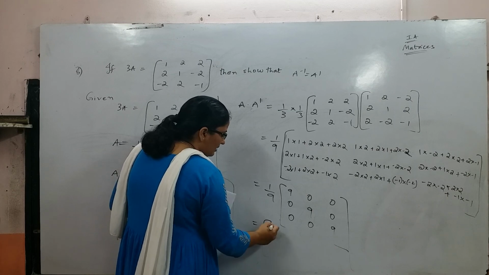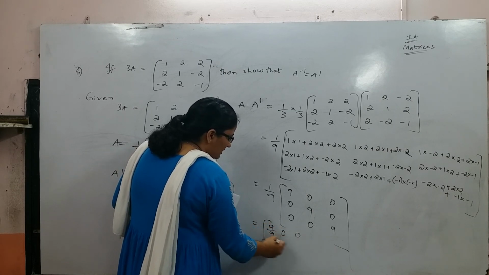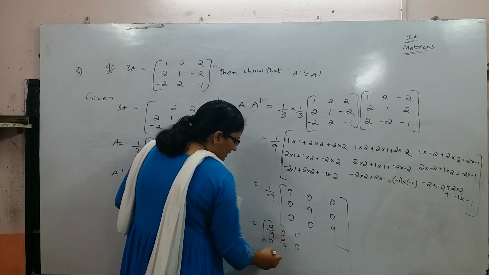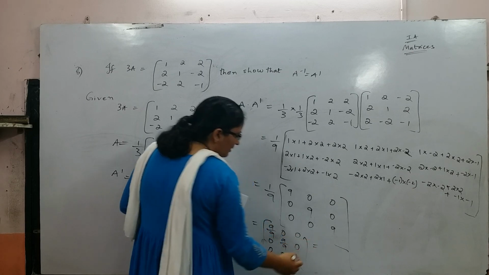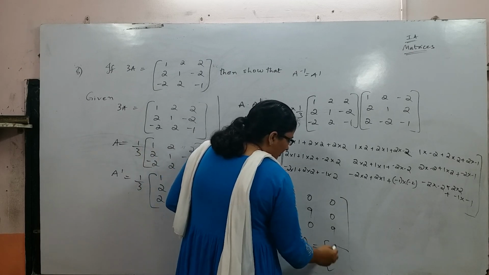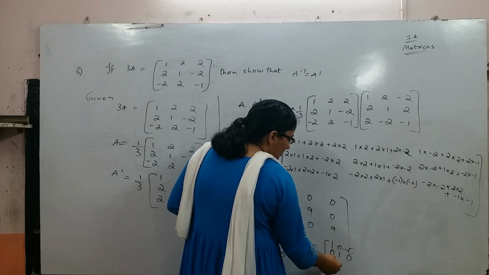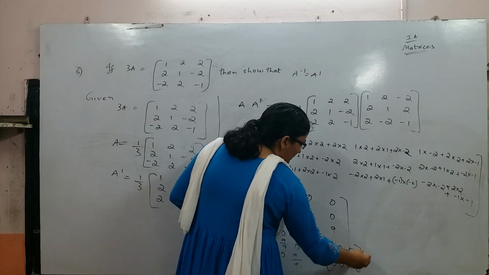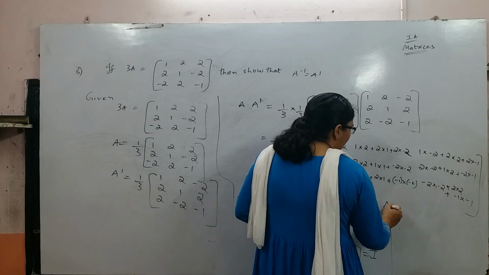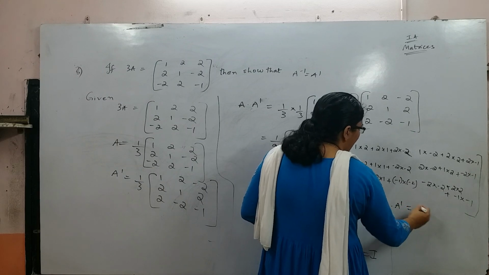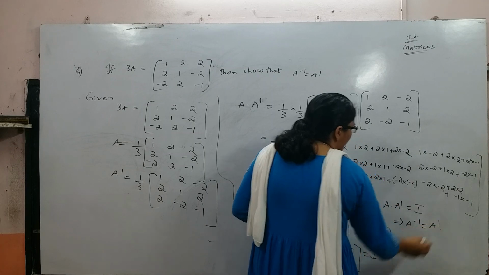Take this 9 inside. What do you get? You get 9 by 9, 0 0. 0 9 by 9, 0. 0 0 9 by 9, which is 1 0 0, 0 1 0, 0 0 1, which is identity matrix. We got A into A transpose as I. This implies A inverse is equal to A transpose.